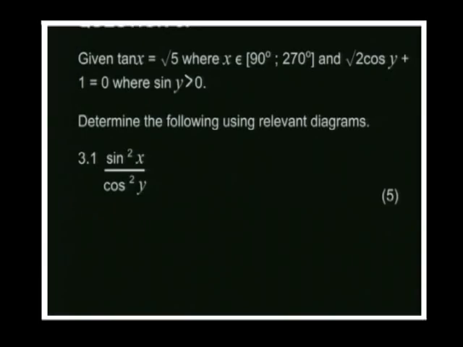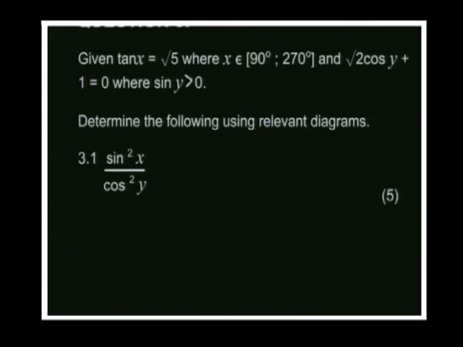This is the next type of question that they love asking in the exam, and that is to draw up your own diagram and to use your diagram to simplify the trig. So let's look at how we identify sums like these. Given that tan x is equal to square root 5, where x is an element of between 90 and 270 degrees. And then they also give square root 2 times cos y plus 1 is equal to 0, where sine y is bigger than 0. That's actually where sine y is positive. In English, that is what bigger than 0 means. Then they say, determine the following using relevant diagrams.